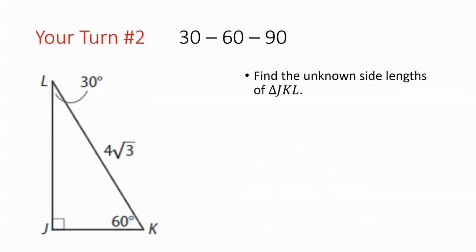All right, your turn number 2. Again, what kind of triangle is this? Find the unknown sides. And again, it looks like they start off by giving you just the hypotenuse. So what are the ratios supposed to be for the hypotenuse? That's my hint. That's all I'm giving to you. And then you use the rest of the ratios that I already expressed.